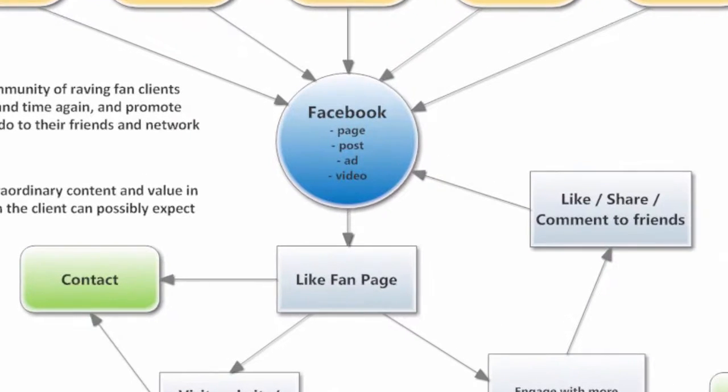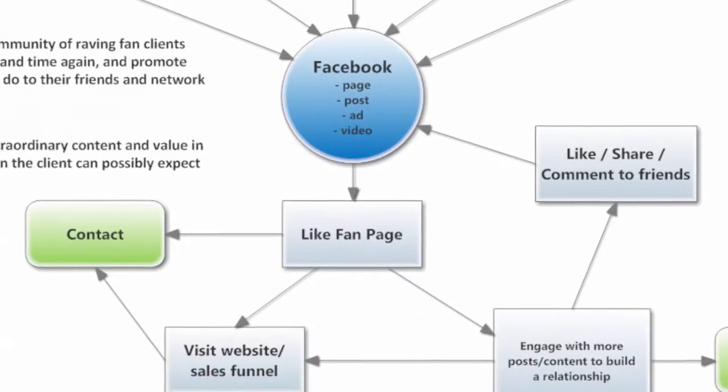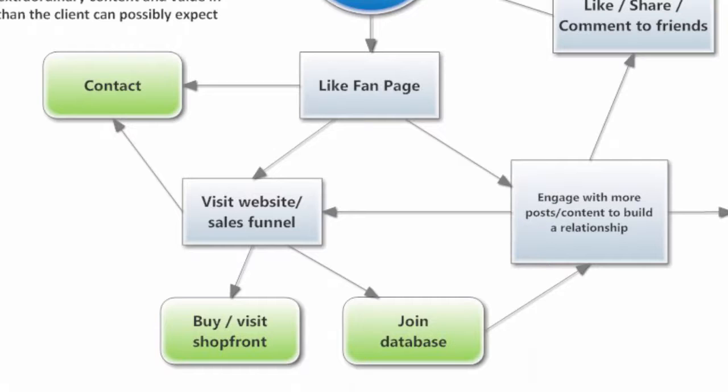So what you want to do is get people looking at your content on Facebook: pages, posts, ads and videos. You want them liking your fan page so they can do one of three things. They can contact you directly, they can visit your website or sales funnel, or they can engage with more of your information once they've liked the page so you can build that relationship with them.